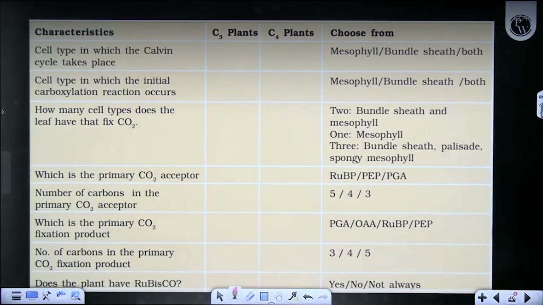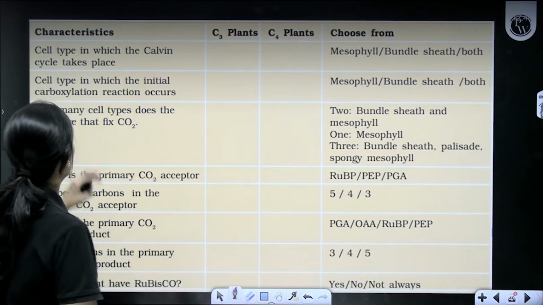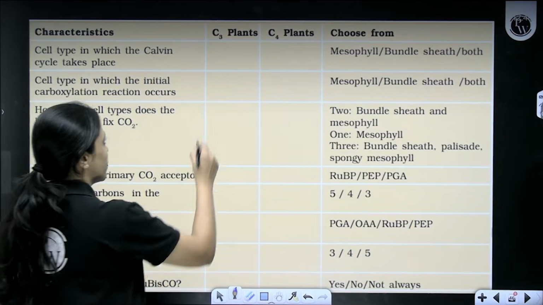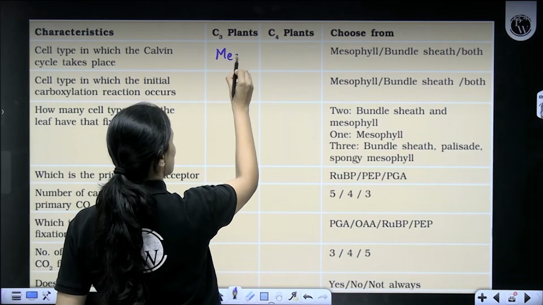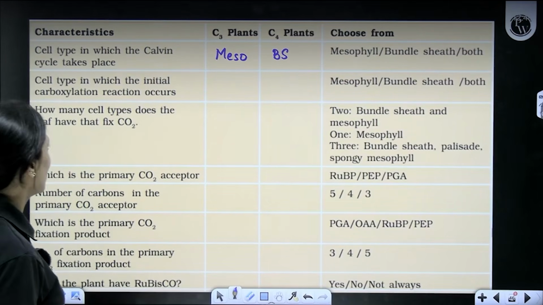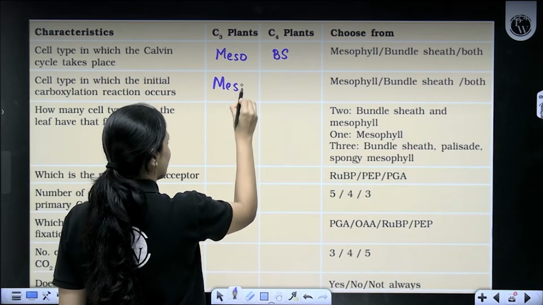So here is a table from your NCERT. We'll have to answer a couple of questions here. Cell type in which the Calvin cycle takes place. Calvin cycle takes place where? In the C3 plants it takes place in the mesophyll cells. In C4 plants it happens in the bundle sheath cells. Cell type in which initial carboxylation reaction happens. In both cases it is in the mesophyll cells.